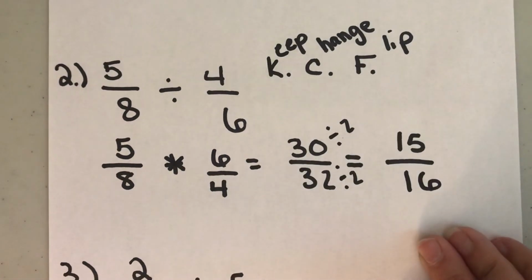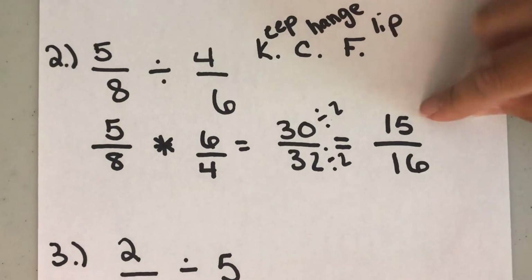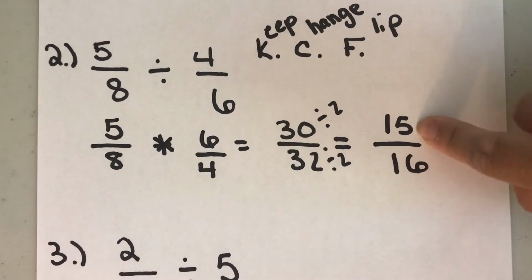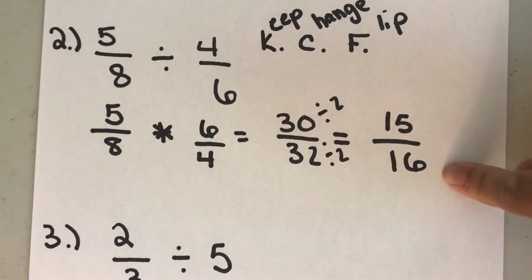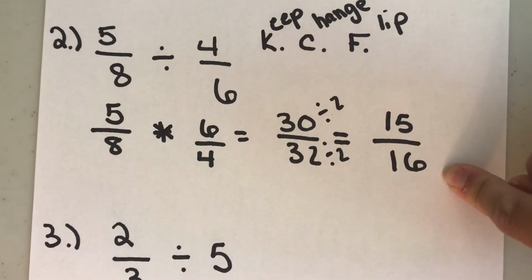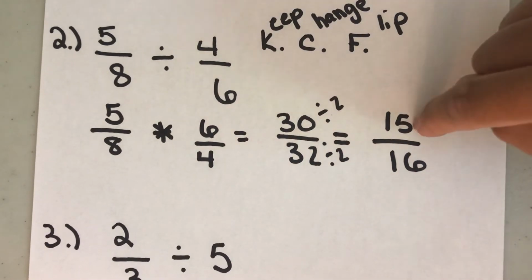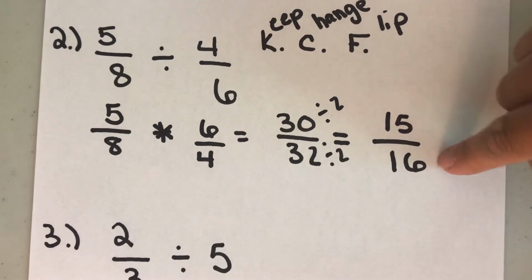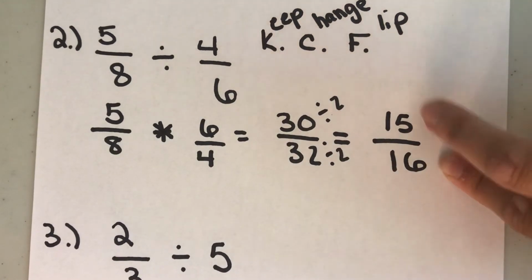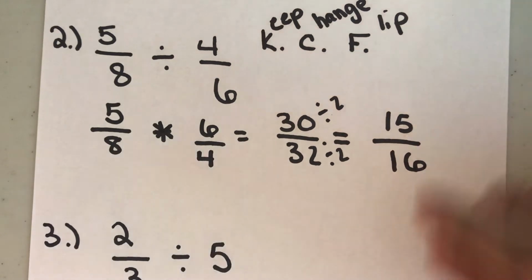Now if I think about the number 15, some things that go into 15 are 3 and 5, and that's really it. 1 and 15 also, but 3 and 5. And 3 and 5 do not go into 16. Things that go into 16 are like 8, 2, 4. So the factors of 15 besides 1 and 15 are 3 and 5, and they don't go into 16. So that would be my final reduced answer.